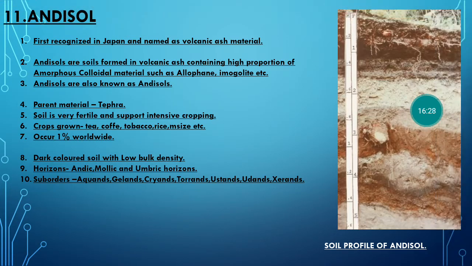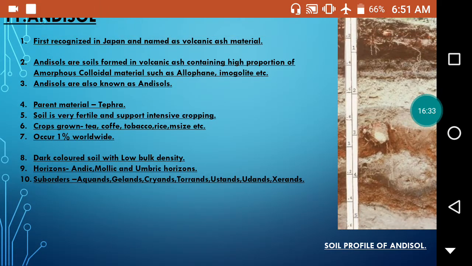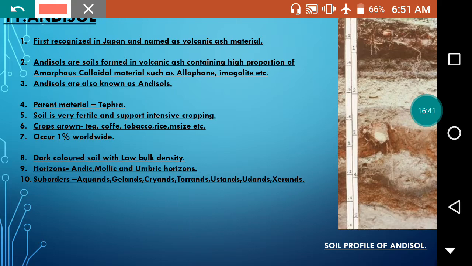After that, we are seeing andisols. Andisols were first observed in Japan and named for volcanic ash material. Andisols are soils formed by volcanic ash containing a high proportion of amorphous colloidal material called allophane or imogolite. The parent material is tephra, and the soil is very fertile and supports intensive cropping. Crops grown are tea, coffee, tobacco, rice, maize, etc. They occur on 1% of the world's area, and are dark colored soils with low bulk density.